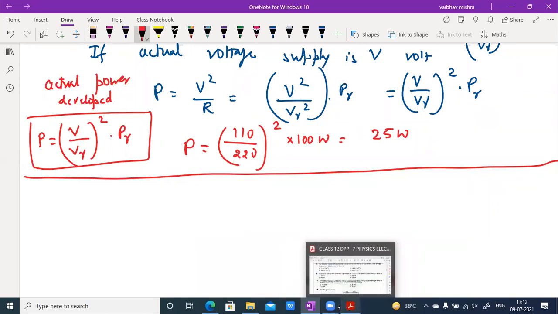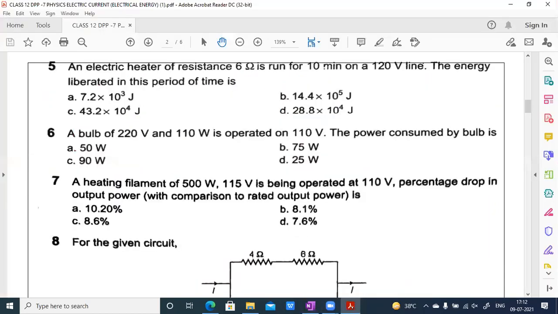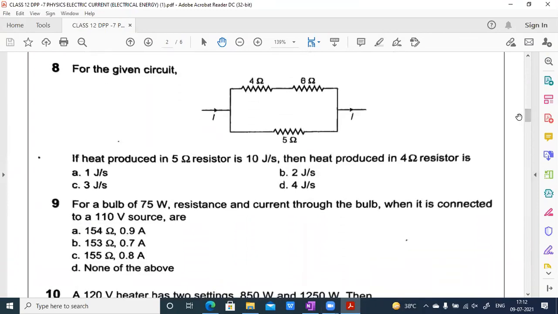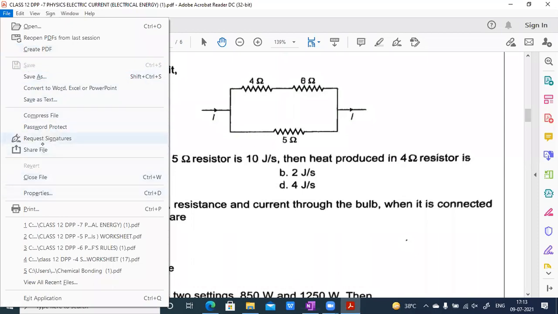ओके नेक्स्ट. क्वेश्चन नंबर 7 सेम कितना वोल्टेज ड्रॉप हो रहा है परसेंटेज ड्रॉप हम कैलकुलेट कर लेंगे. क्वेश्चन नंबर 8 सॉल्व क्वेश्चन नंबर 8. क्वेश्चन नंबर 8 में गिवन है दैट हीट प्रोड्यूस इन 5 ओम रेजिस्टर इज 10 जूल पर सेकेंड 5 ओम यानी ये नीचे वाले करंट में और नीचे वाले रेजिस्टर में ऊपर वाले में हमें कैलकुलेट करना है.